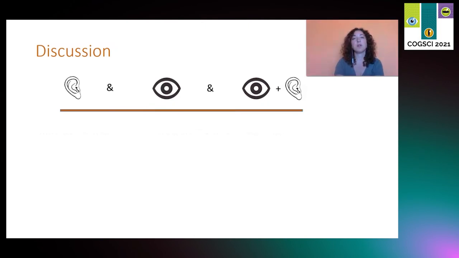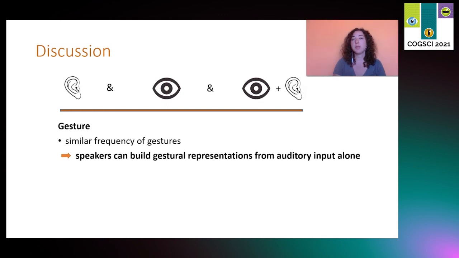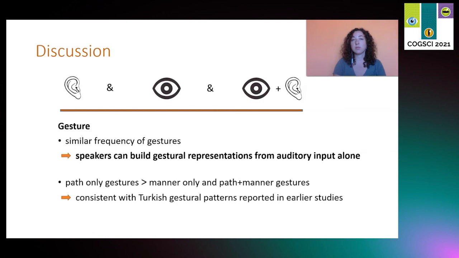For gestures, we found that auditory spatial input can elicit a similar frequency of gestures as visual input. Thus, speakers can build gesture representations from auditory input alone. We also found that, regardless of the condition, speakers produced more path-only gestures compared to manner-only and path plus manner gestures. This finding is consistent with Turkish gestural patterns reported in earlier studies, but this also means that there was no effect of input modality on gesture type.